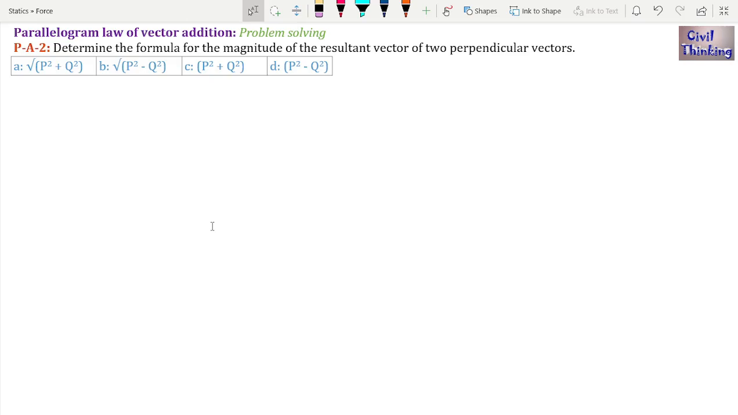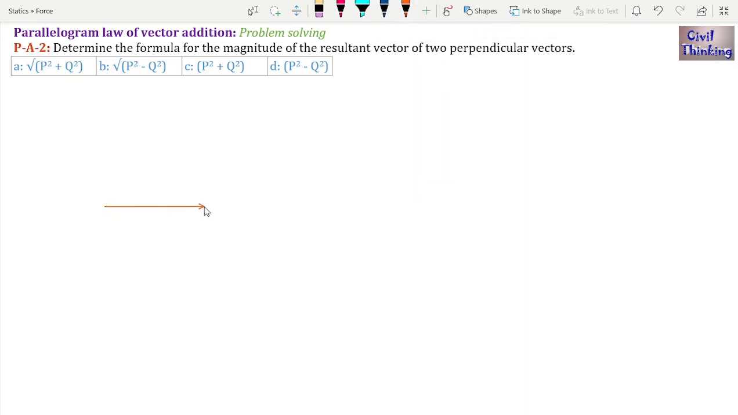Now coming to the problem: determine the formula for the magnitude of the resultant vector of two perpendicular vectors. Okay, it is asking to find the formula for the magnitude when the two vectors are perpendicular. Now let us draw the perpendicular vectors.